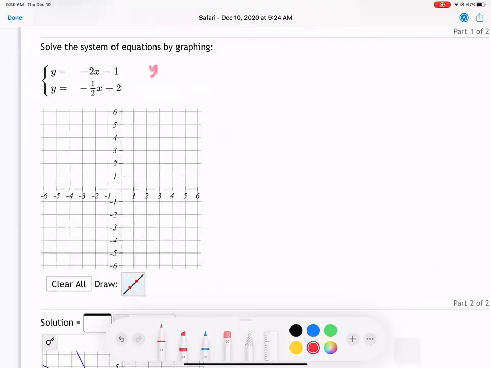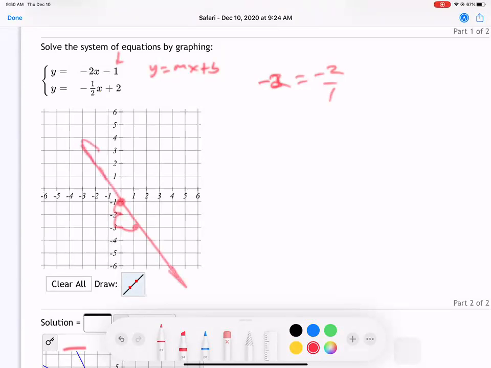Fine. y is equal to mx plus b. So our b value is -1. Let's start at -1. And the slope is -2. Just remember, -2 is -2 over 1. So we have a rise over run. So we're going to go down 2 over 1. We have our line. Something like that.